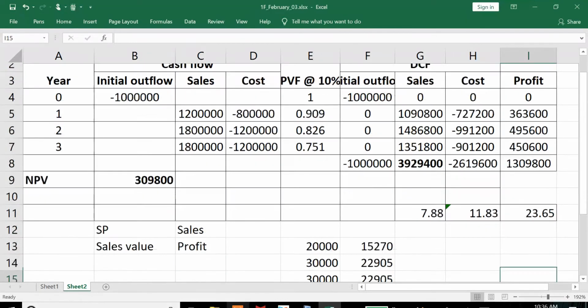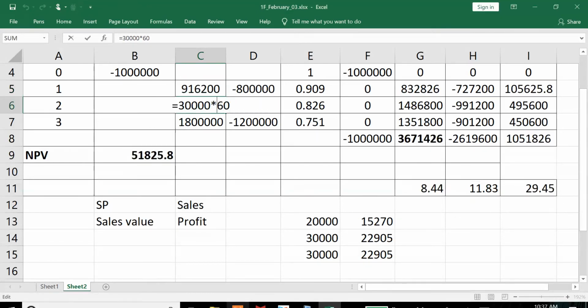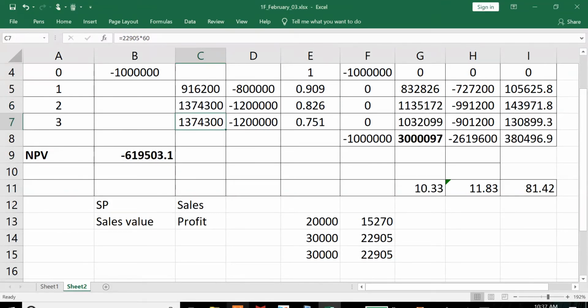Listen. I had sold these units 20, 30 and 30. I am changing them by 23.65%, which will become 15,270 and 22,905, 22,905. If I reduce it by 23.65%, this year they will sell 15,270 units, then 22,905 and again 22,905. The problem is, along with that, this also changes.